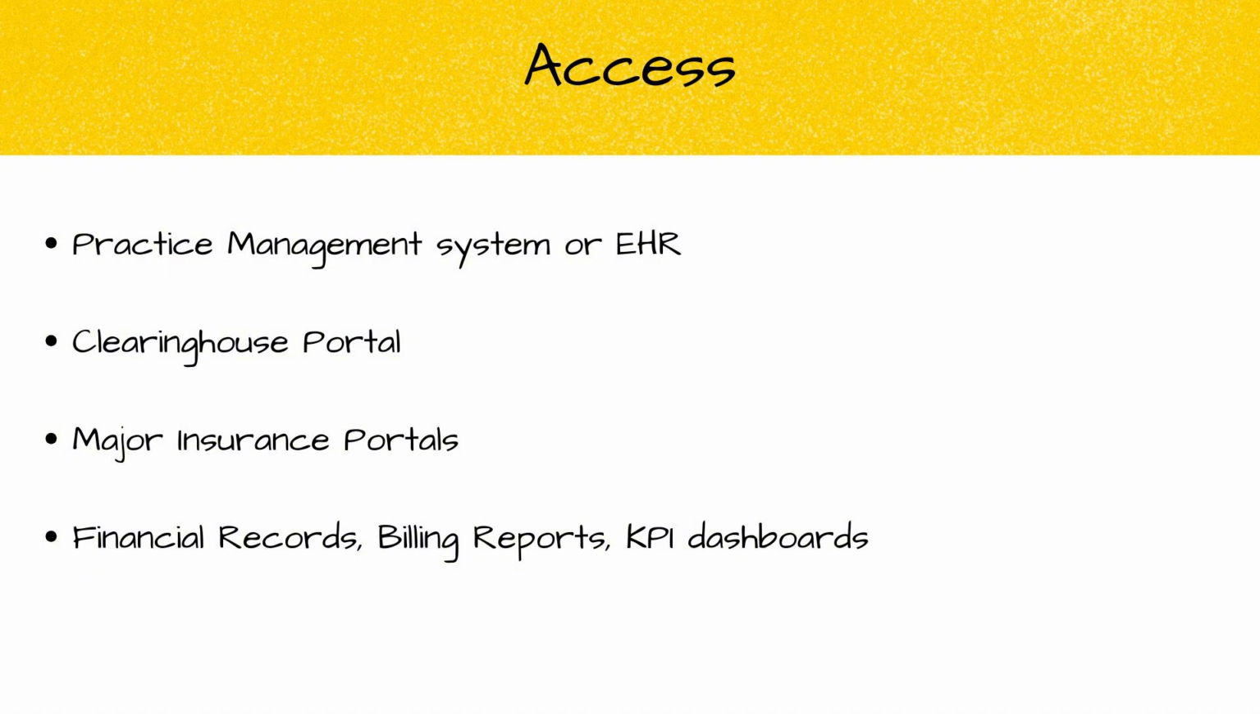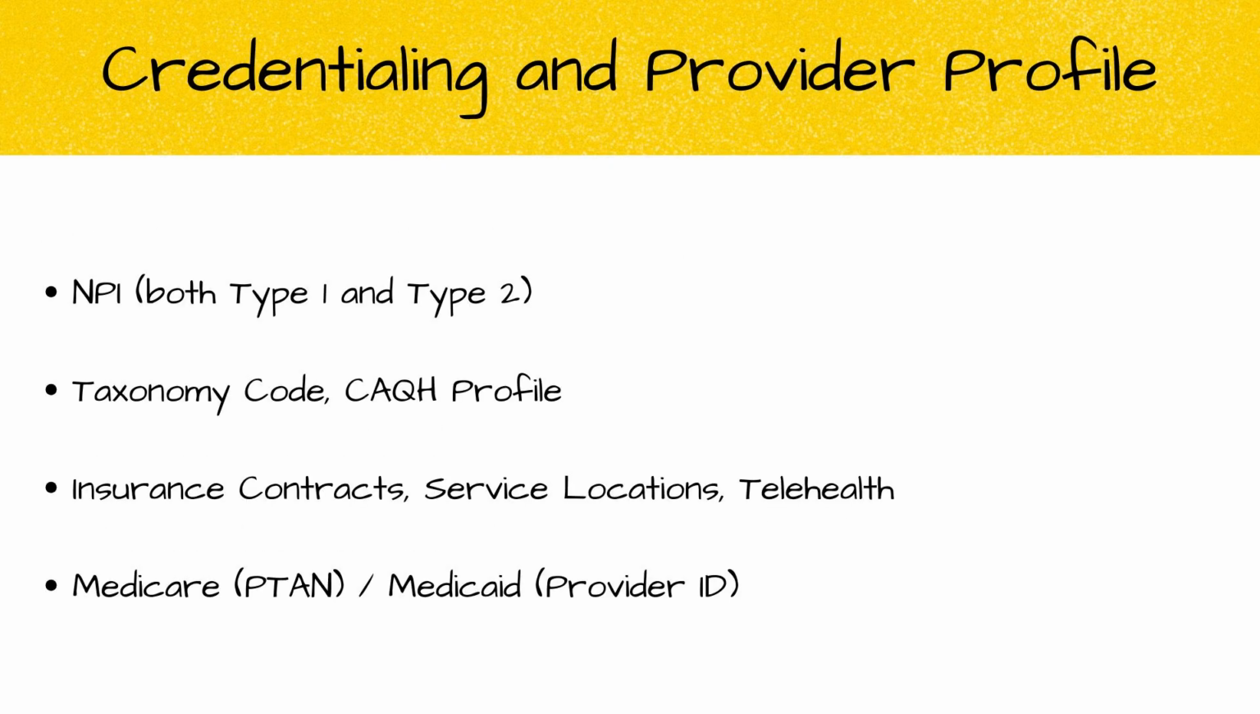Now, before you dive into the claims and into the data, you do need a credentialing and provider profile. This will catch setup issues early. And here's what you want to collect. You want to collect your NPI, both type 1 individual and type 2 group if you have one. Then your taxonomy code. Make sure that taxonomy matches your actual license because some payers do route their mental health claims based on taxonomy. And then check your CAQH profile.